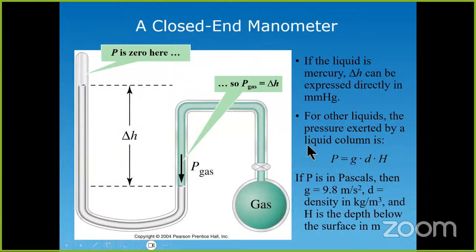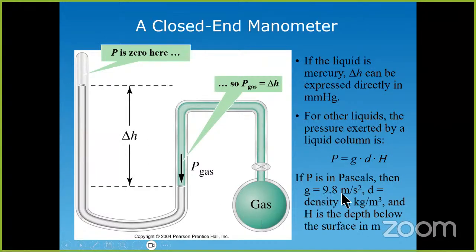Now, if you want to determine the pressure in terms of other units like pascals, then this equation would be the equation that you would use. This equation helps you to calculate the pressure that is exerted by a column of liquid. Let me explain what these terms are. G is a constant known as the acceleration due to gravity. If you have done physics, you should be familiar with this constant. It measures the acceleration of any object that is falling on Earth. D is the density expressed in kilograms per meters cube, and H is the height of the column, which in this case would be delta H.